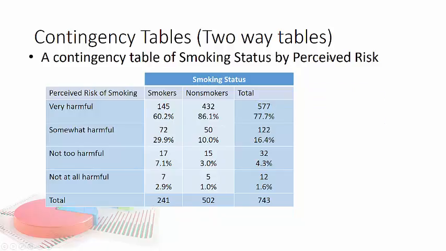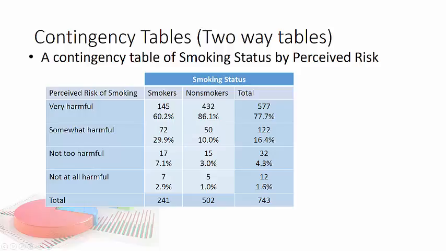I can go the other way as well. I can do smoking status by perceived risk. Basically, I'm going to describe their smoking status. So 60.2% of smokers thought it was very harmful. 29.9% of smokers thought it was somewhat harmful. 7.1% of smokers thought it was not too harmful, and 2.9% of smokers thought it was not at all harmful. So this is the percentage of this by that, so what they thought.